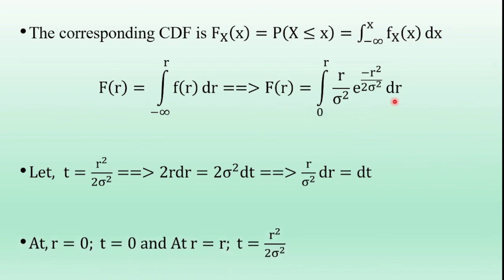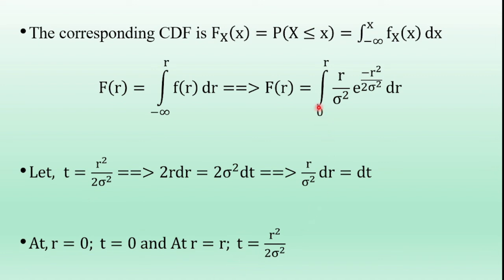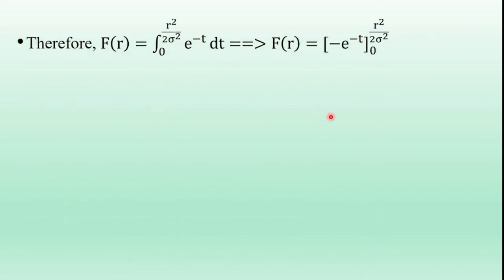Now here the range of r is 0 to small r. Now here we are considering t is equal to r square by 2 sigma square. In this consideration substitute r is equal to 0 to r, then we can determine the ranges of t. If r is equal to 0, then t is equal to 0. If r is equal to r, then t is equal to r square by 2 sigma square. The ranges of t are 0 to r square by 2 sigma square. Applying all these considerations into this equation, we get capital F of r is equal to integral 0 to r square by 2 sigma square of e power minus t dt.